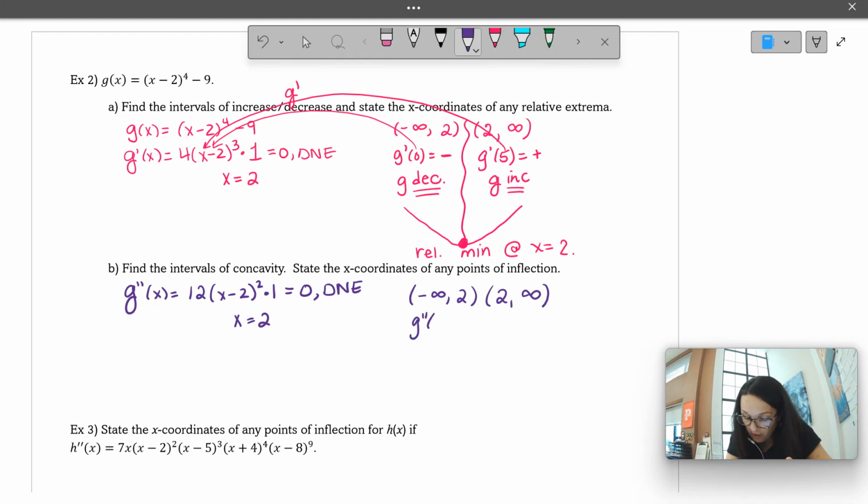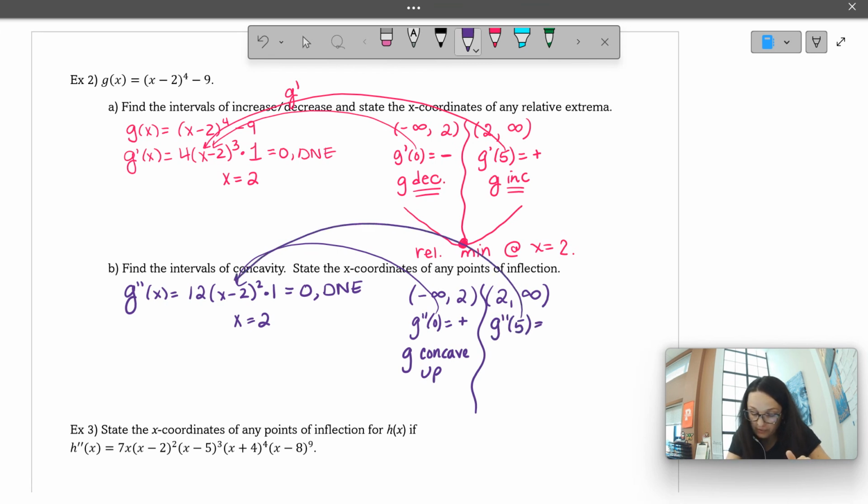G double prime of 0. Let's see, I plug 0 into G double prime. That's 12 times negative 2 squared. That's a positive. So G is concave up. And then G double prime of 5, again, I'm going to plug 5 into here, is 12 times 5 minus 2 squared. That's positive. So G is concave up.